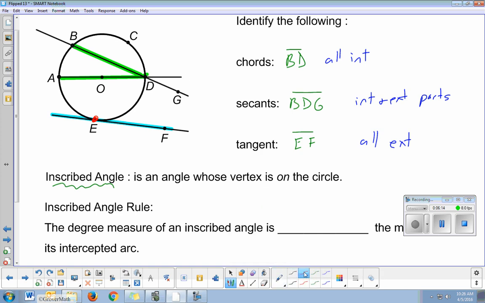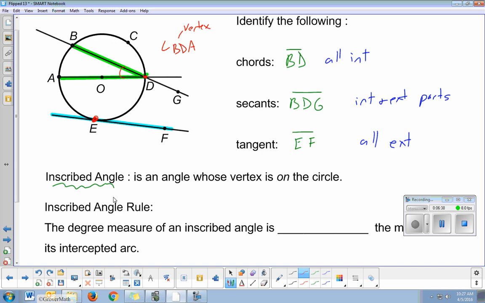This right here, like this angle right here, angle BDA. Remember, the middle letter is your vertex whenever you're listing an angle, angle BDA. And we see that the vertex is on the circle. Now, it does happen to go through the center, but that doesn't have to. And so that's called an inscribed angle.